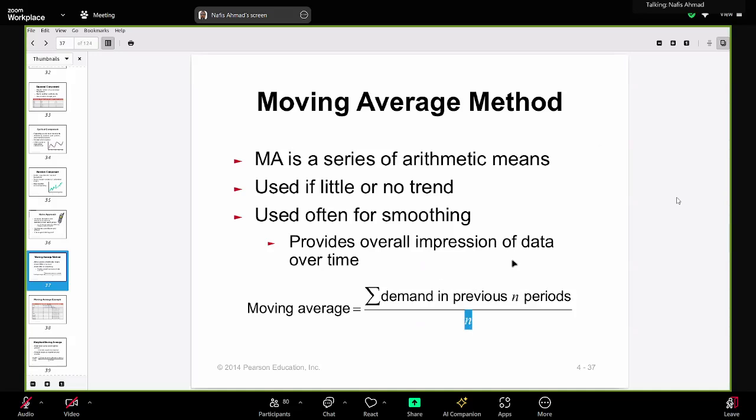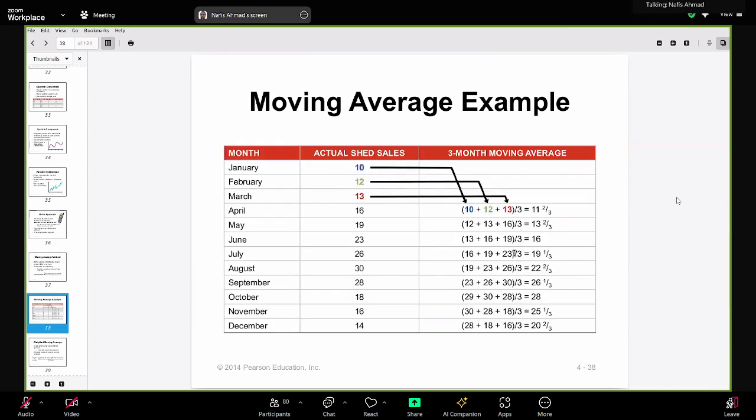If in the question you are asked to find the 2 month moving average, you have to take the immediate past two. If you are asked to make a forecast using a 4 month moving average, you need at least 4 actual data points to make the 4 month moving average.